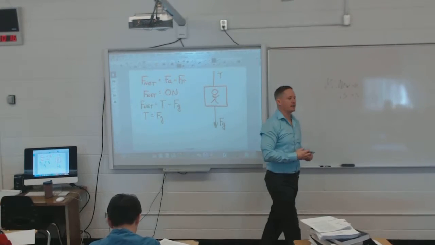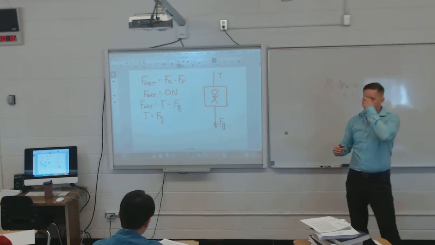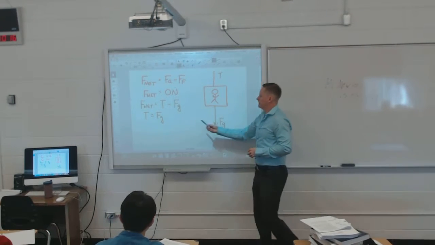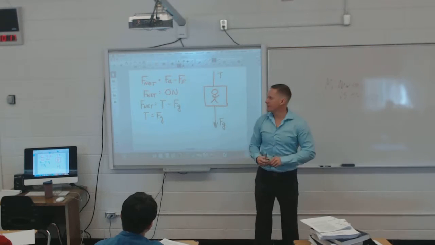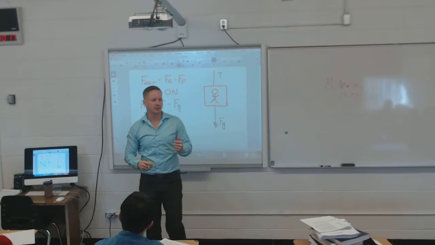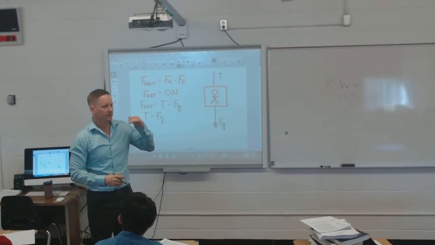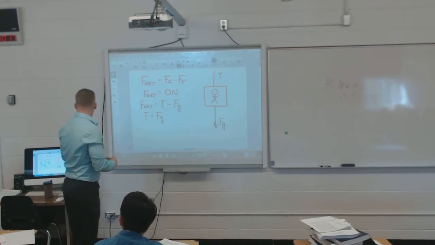Now if this elevator is moving in a constant motion, going at a constant velocity, this still applies. Tension is equal to force of gravity, because your net force is mass times acceleration. So if there's no acceleration in the question, then there's 0 net force on it.